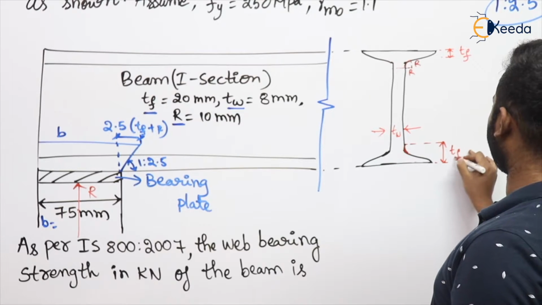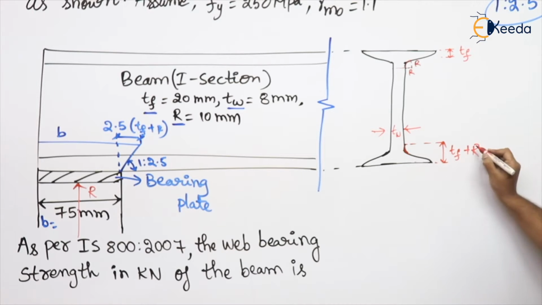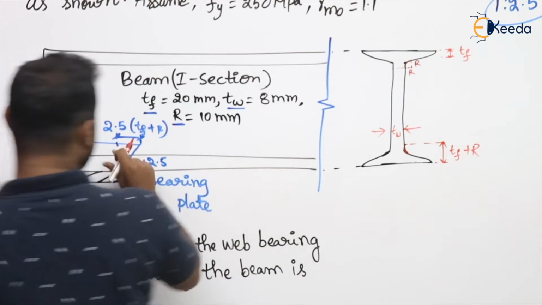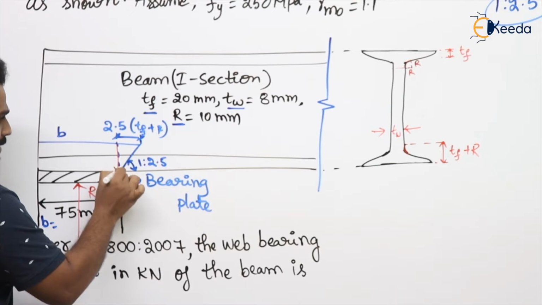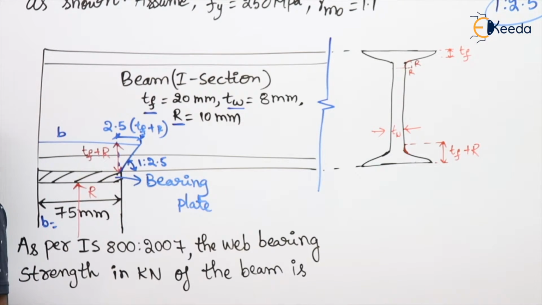This is TF plus R, right? Here at the top I have shown TF plus R. So vertical distance is how much? Here vertical distance is how much? This is TF plus R. Okay, this is TF plus R.